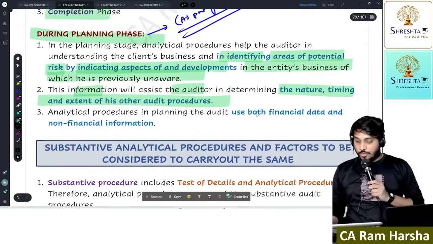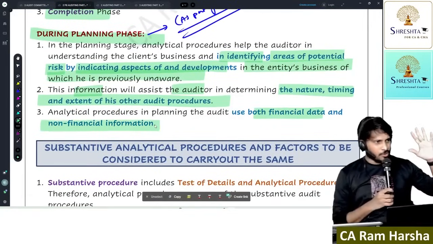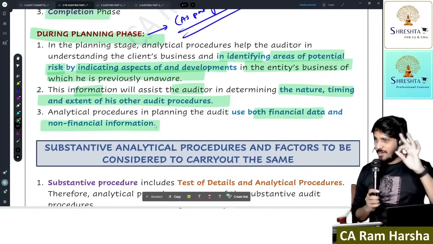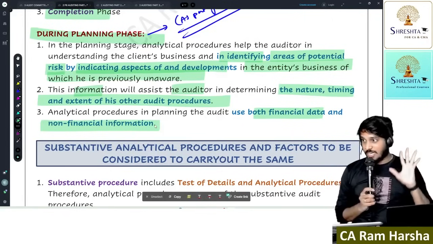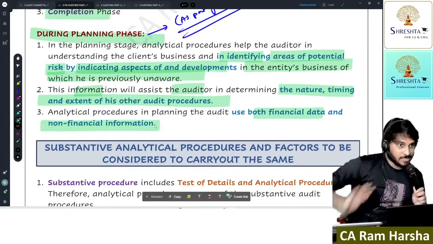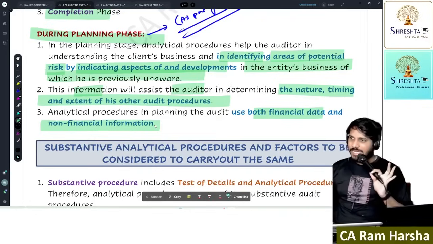Analytical procedures will use both financial data and non-financial data. Do analytical procedures depend only on financial data? Do they depend only on non-financial? Both. We compare non-financial to financial. You might have done ratio analysis in FM. That is entirely an analytical procedure.